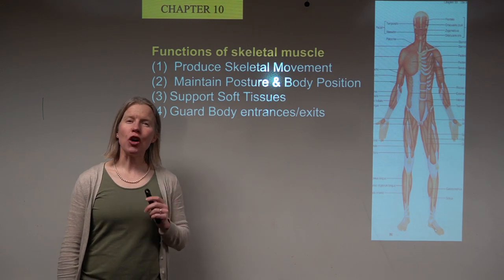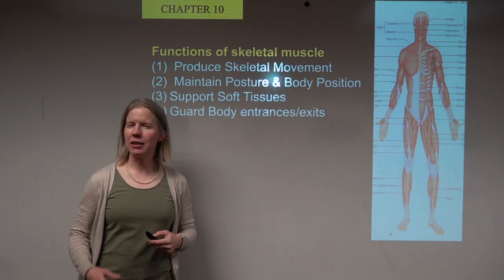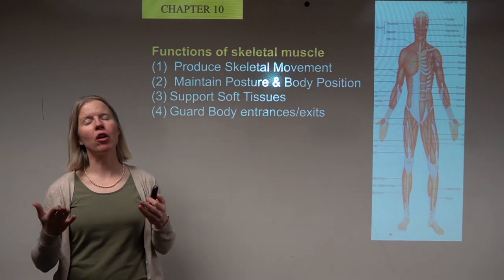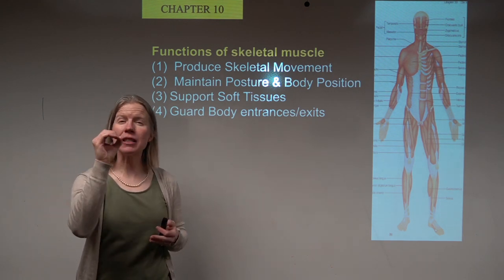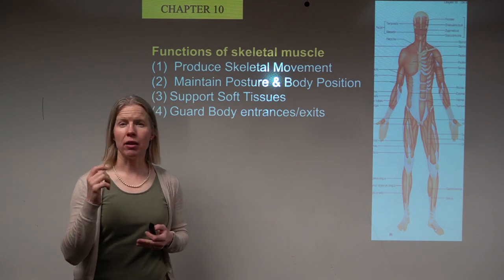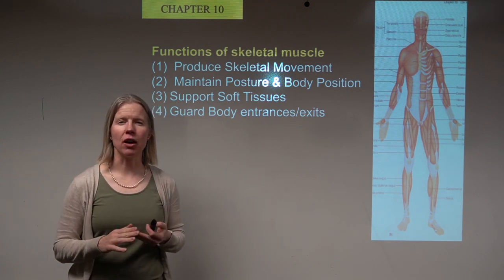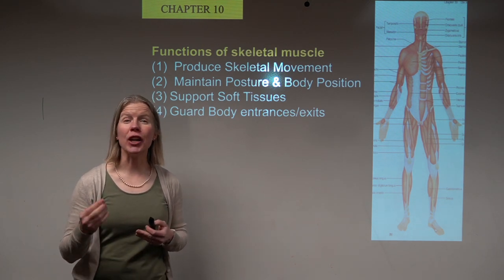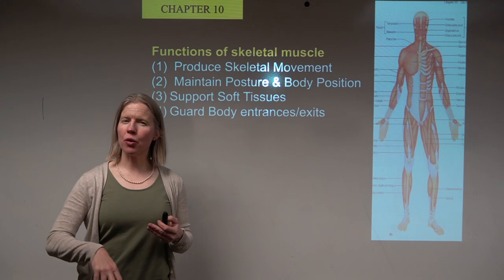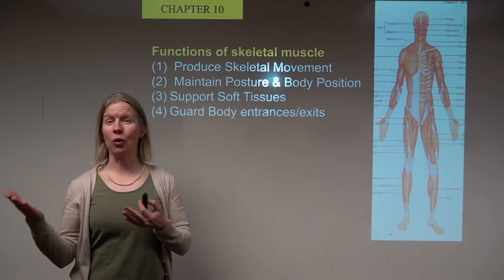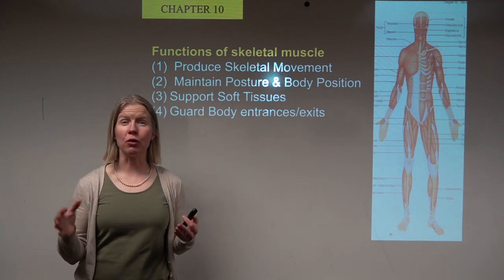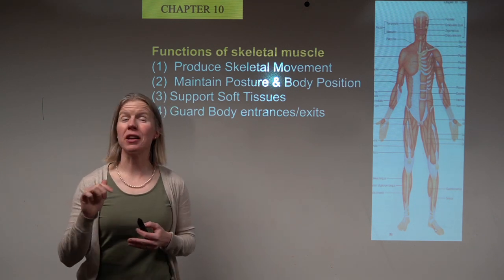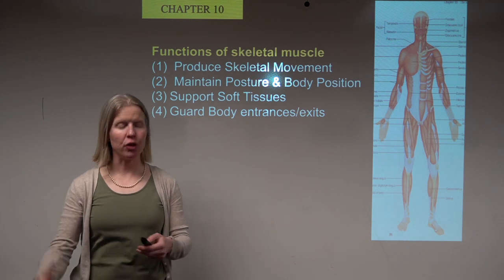Okay. Guarding body entrances and exits. It felt weird to write sphincter on a PowerPoint, but that's what we're talking about here: the sphincters, these rings of skeletal muscle at the entrances and exits of the body. Now, these are super important because this gives us voluntary control. The smooth muscle that makes up the digestive tract or the urinary tract, we do not have control over. But these rings of skeletal muscle give us voluntary control over things like swallowing, defecating, urinating.